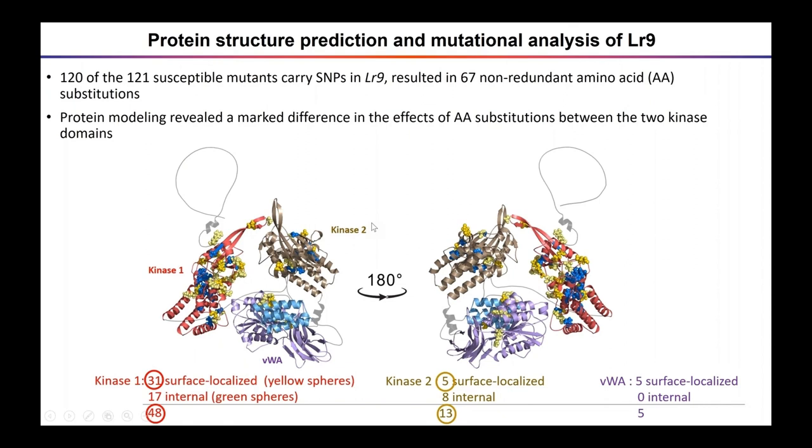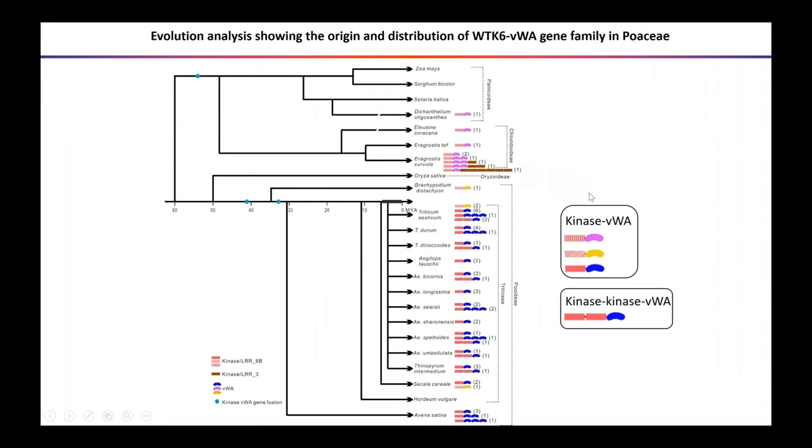Thus, we think kinase 1 is a functional kinase that has kinase activity, while kinase 2 could be a pseudokinase. And all five amino acid substitutions in the VWA domain are surface localized, indicating that the VWA domain could be involved in protein-protein interactions. Evolution analysis shows that there is a single kinase VWA protein family that is widely distributed in grass species, while tandem kinase VWA proteins like R9 were only found in species closely related to bread wheat. So we can conclude that single kinase VWA proteins occurred much earlier than tandem kinase VWA proteins.